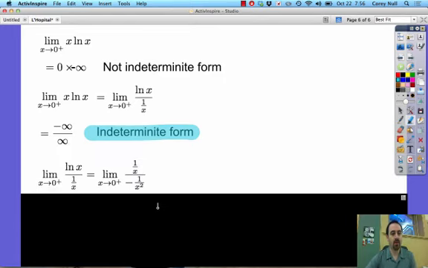So first thing I do is I have an indeterminate form here, and I take the derivative of the numerator and the derivative of the denominator. The derivative of ln of x is 1 over x, and the derivative of 1 over x is the same as negative 1 over x squared. Remember, we're using the fact that 1 over x is the same as x to the negative 1. And you can see that's what you're going to get there. So this step is the application of L'Hopital's.